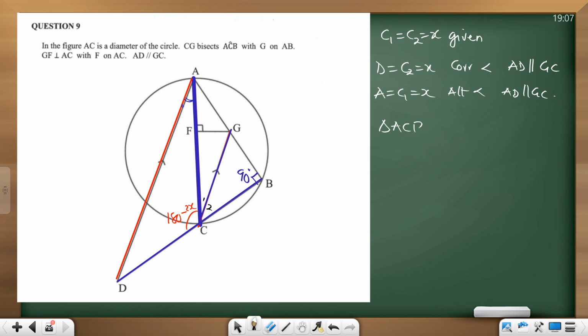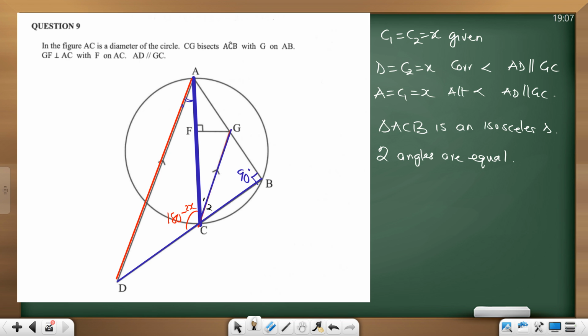Okay, can we then say that triangle ACB is an isosceles triangle? Why? Two angles are equal. We okay? First question, good.